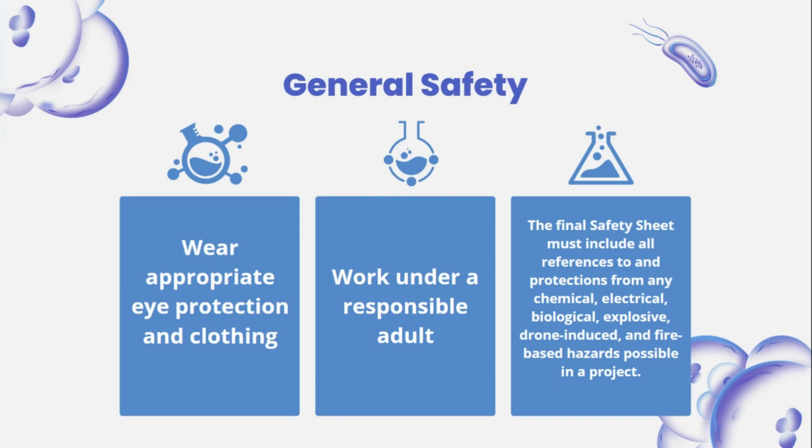Three things for general safety, which will be applicable for all of the safety procedures I'm going to list ahead. You've got to wear appropriate eye protection and clothing. You need to work under a responsible adult. And IJAS has safety sheets you must fill out about your experiment, which include all references to any hazards and protections from said hazards that you must include to make sure that everything you did was safe.